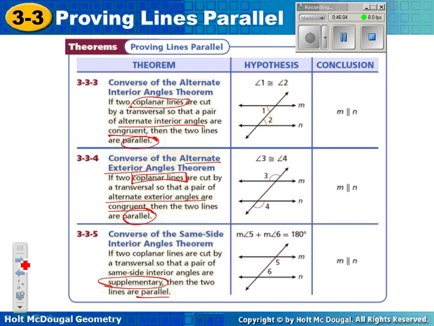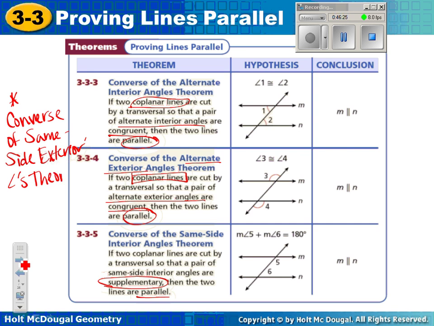And then we're missing one, so in your notes, add the last one. Same, oops, let me write it this way. Converse of same side exterior angles theorem. And it's going to say the same thing as the converse of the same side interiors. That if the two lines are cut by a transversal so that the same side exterior angles are supplementary, then the two lines must be parallel.